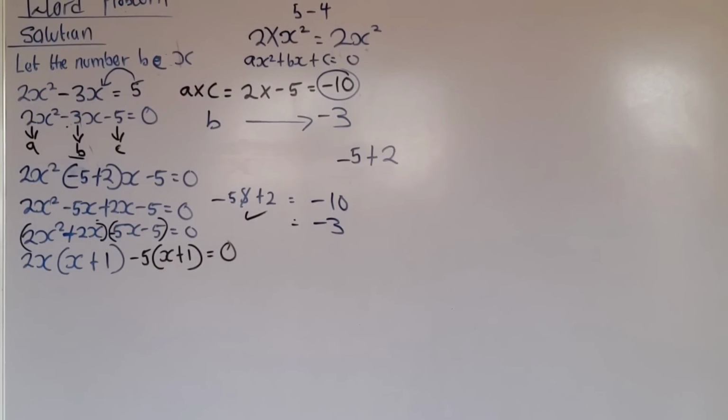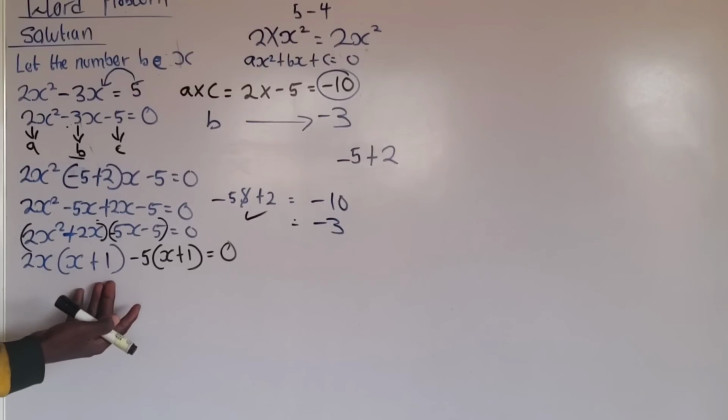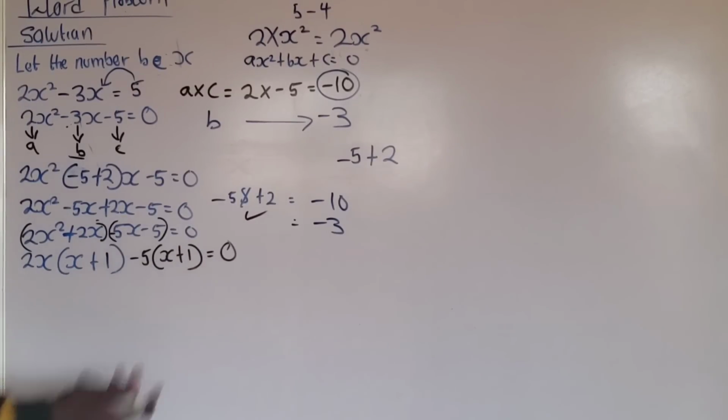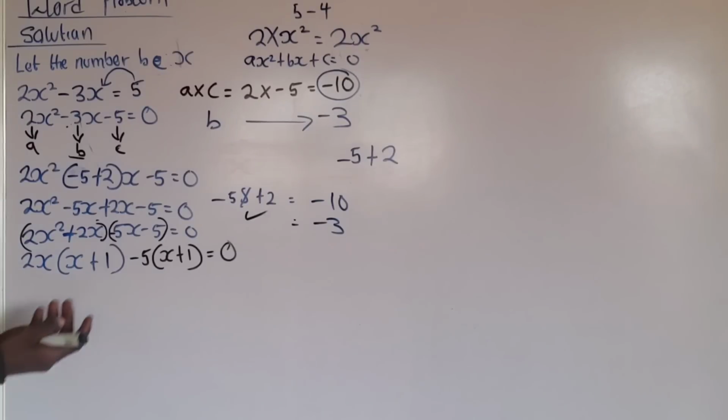Now, let me give you a hint. Anytime you factorize a quadratic equation, what is in this first bracket must be equal to what is in this second bracket. So if you factorize your own and you realize that what is here is not the same thing as what is there, that means that something is wrong. Now, what is outside this bracket is 2x. Here I have minus 5. So I'm going to connect this and this together.